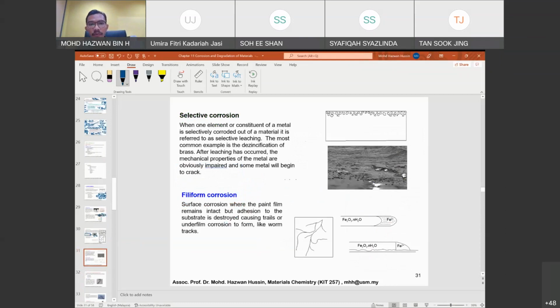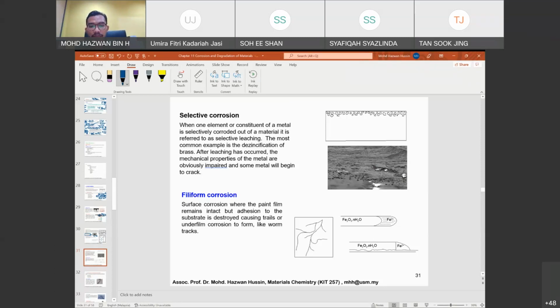Okay, so next we have selective corrosion. When one element or constituent of a metal is selectively corroded out of a material, it is referred to as selective corrosion. The most common example is the dezincification of brass. After leaching has occurred, the mechanical properties of the metals are obviously impaired and some metals will begin to crack. You can see this example in galvanized steel materials where you have a zinc coating, and when it is exposed, zinc will be leached out, and then the mechanical properties will be impaired.